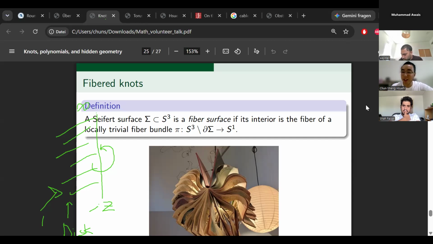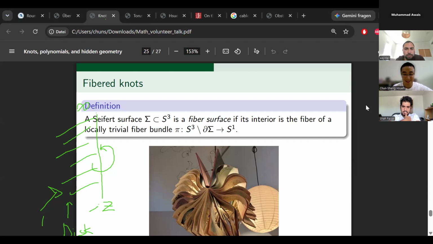And this is also a necessary condition. So if you have the Alexander polynomial of a fibered knot, it is necessarily monic. I'm also telling you that there are actually a lot of fibered knots.